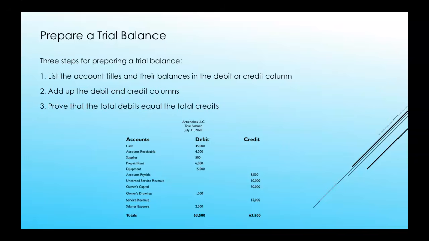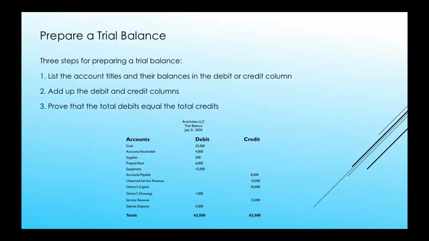So you'll notice how these accounts are listed. They're listed in the order of assets, liabilities, owner's capital, owner's drawings, revenues, and expenses. That order is the same order as your expanded accounting equation.